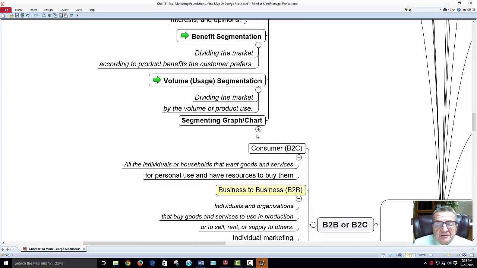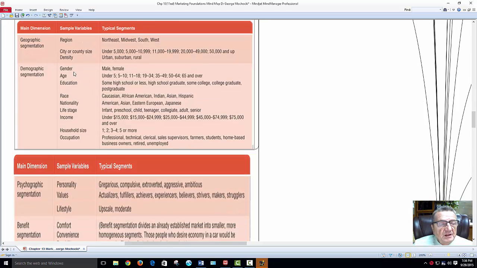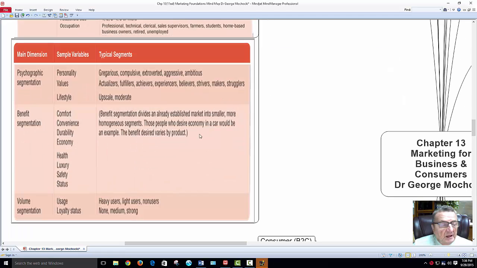Okay? And the segmenting graphs: here's basically if I'm looking at geographic, Northwestern; demographics, age, male, female, broken down 11 to 18, 19 to 34, which is the same age group they consider out of the teenage years. It still has the same likes and dislikes. Schools, so this was pretty good. And the other one is when I'm looking at the benefits: comfort, health, luxury; psychographic: personality, values. Oh, there is lifestyle on there.